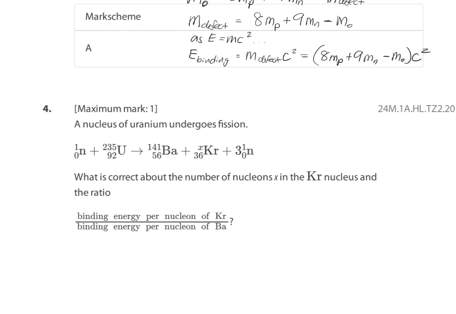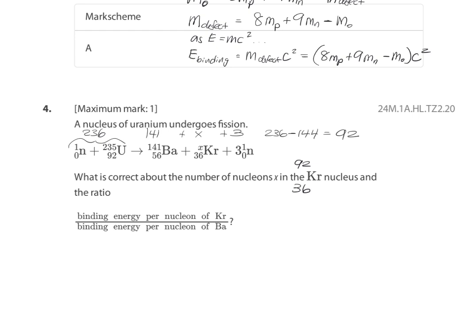But anyway, so nucleons in the krypton nucleus. We have 1 neutron and the uranium-235 giving us 236. And then on the product side, we have 141 plus X plus 3 neutrons. And so the nucleon count for the krypton is going to wind up being 92.